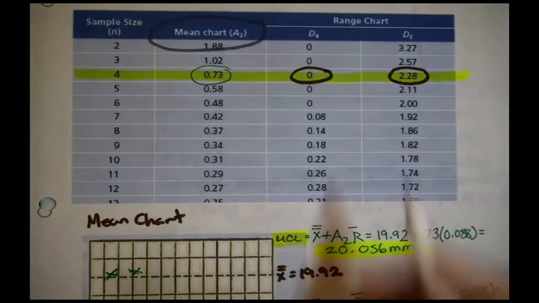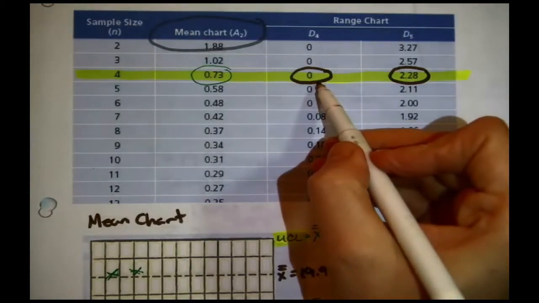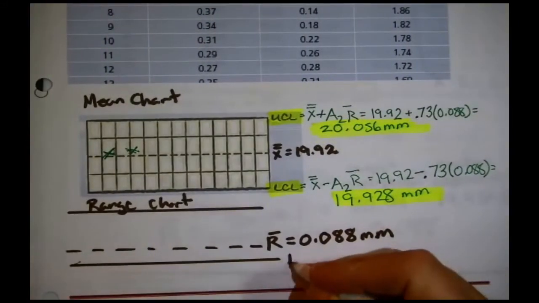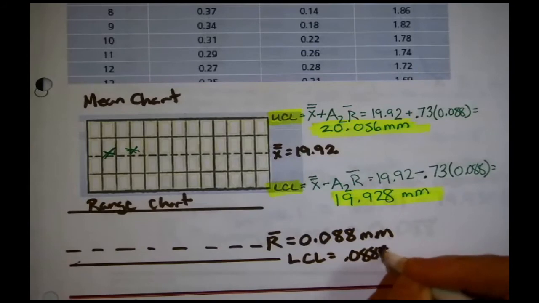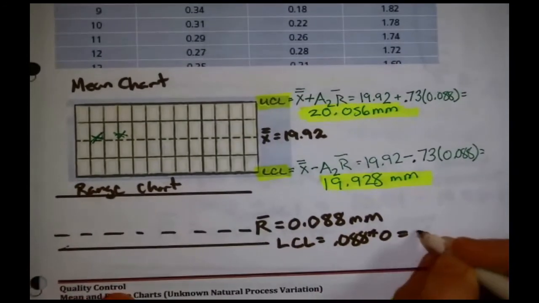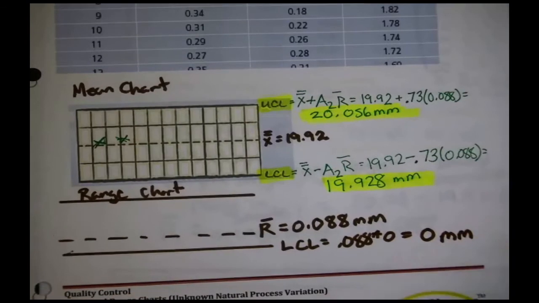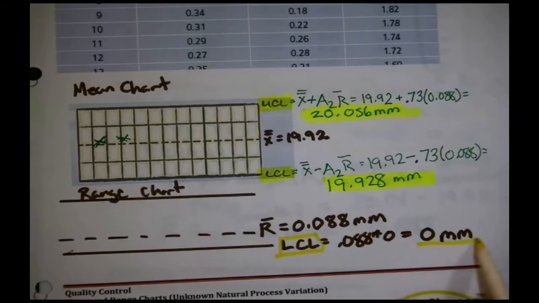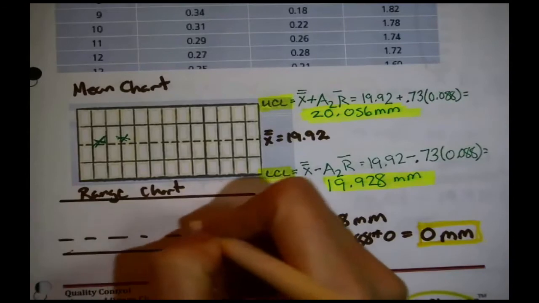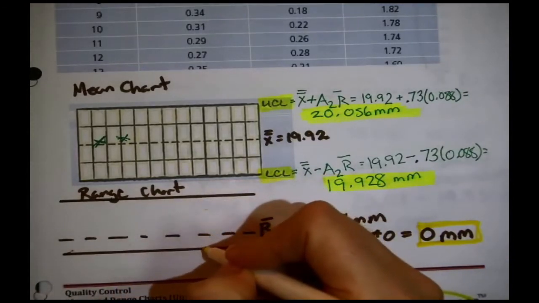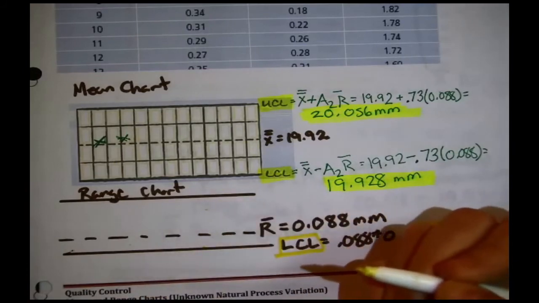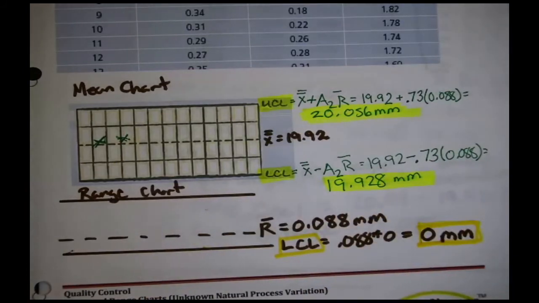So for instance, to find the lower control limit, take the range 0.088, multiply times 0. The lower control limit here is 0. Meaning that in the future when we plot the range in a sample, the range could go all the way down to as little as 0. And this makes sense. It's not going to bother us. It's not going to fall outside of the limits.